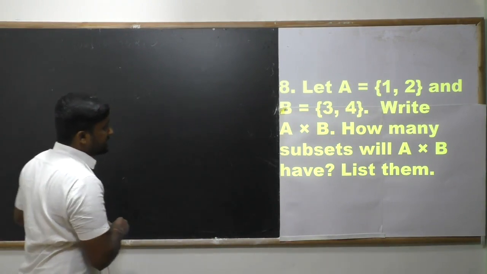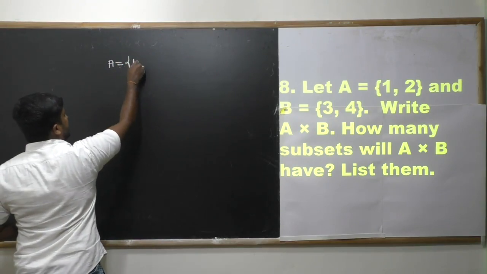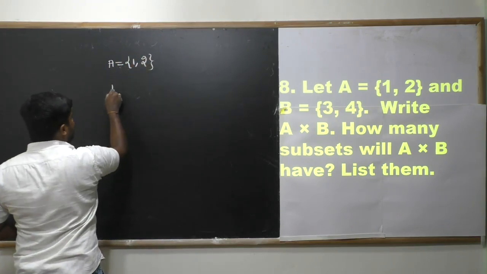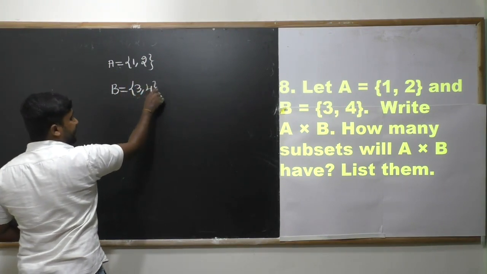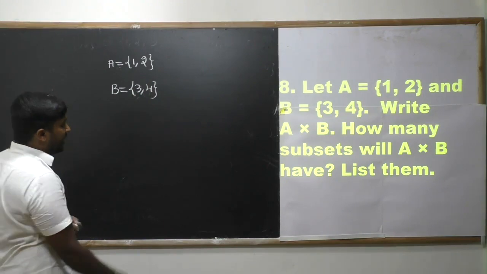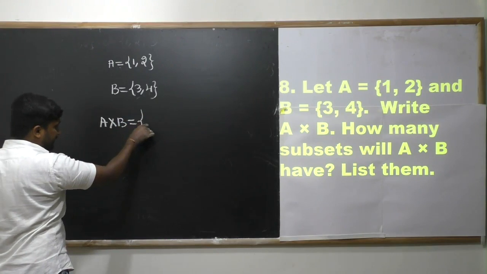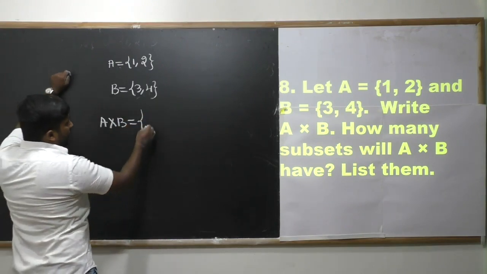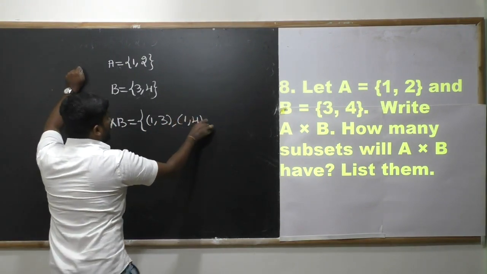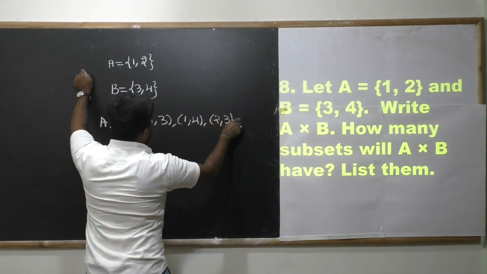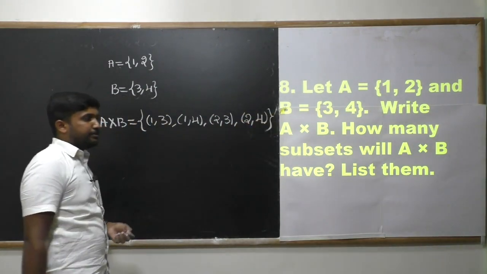Let A be the set with elements 1 comma 2. B is equal to the set with elements 3 comma 4. First question, write A cross B. What is A cross B? A cross B is equal to the set with elements 1 comma 3, 1 comma 4, 2 comma 3, and ordered pair 2 comma 4. This is A cross B.